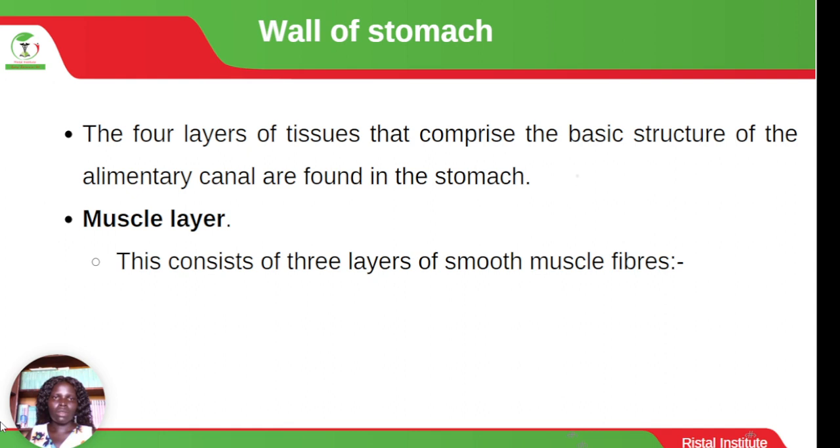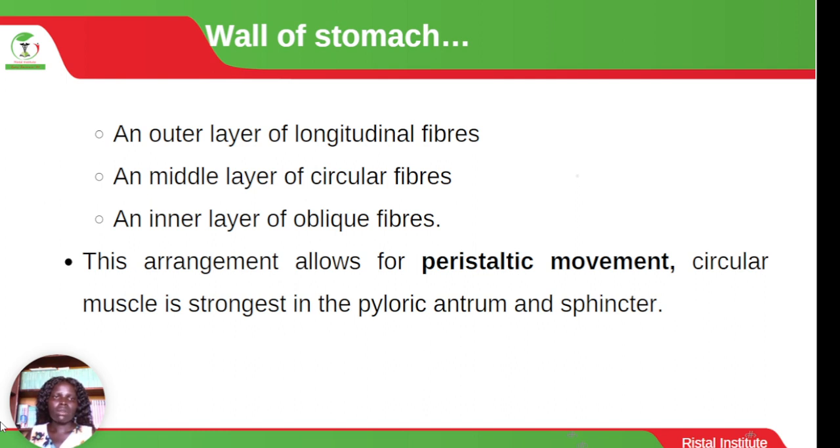Let's look at the wall of the stomach. The four layers of tissue that comprise the basic structure of the alimentary canal are found in the stomach. We have the muscle layer. This consists of three layers of smooth muscle fibers. That is, an outer layer of longitudinal fibers, a middle layer of circular fibers, and an inner layer of oblique fibers. This arrangement allows for peristaltic movement. Circular muscle is stronger in the pyloric antrum and the sphincter.